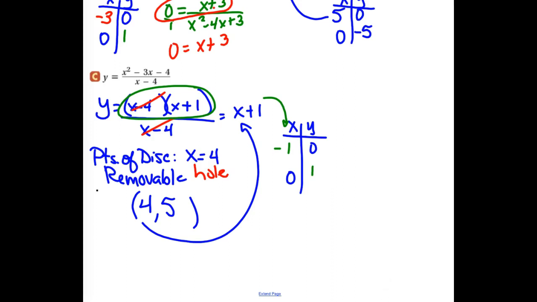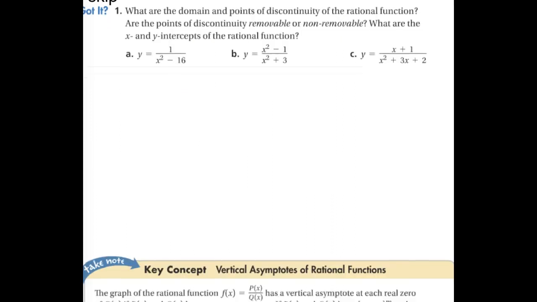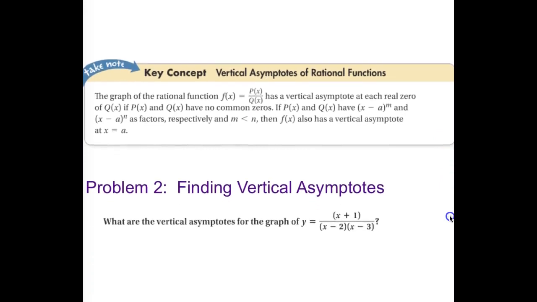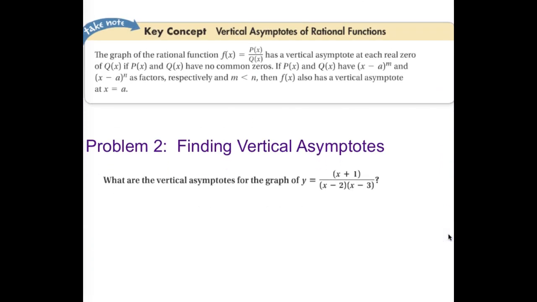I want you guys to talk through how do you find vertical asymptotes and holes, and how do you find x and y intercepts. All right. It says the graph of the rational function p of x divided by q of x has a vertical asymptote at each real 0 of the denominator if they don't have any common factors where we could remove it. All right, if they do have common factors, we remove it, we get a hole.